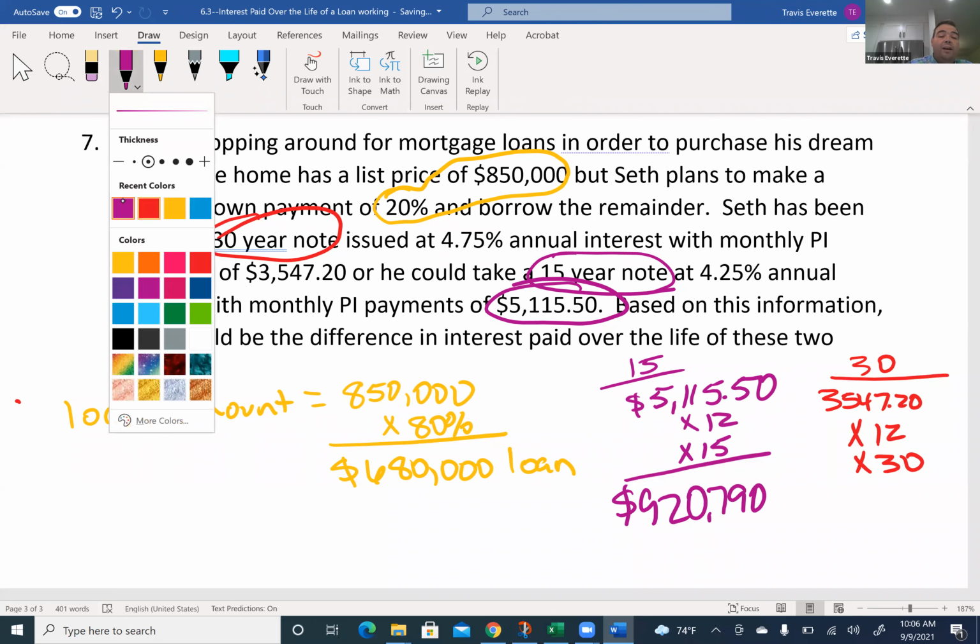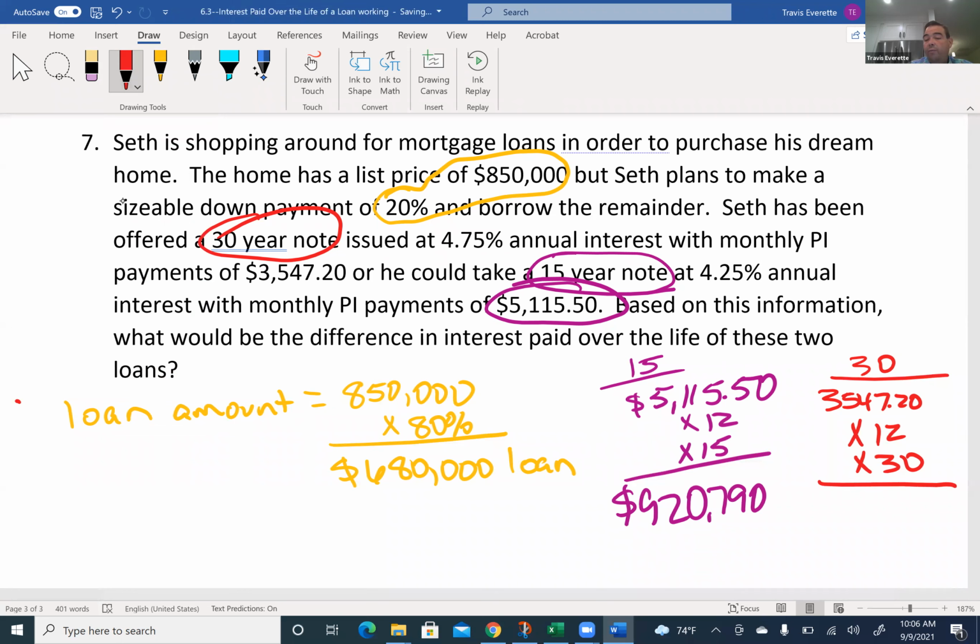Now let's look at our 30-year note. If we take a look at our 30-year note, we got $3,547.20 times 12 months a year times 30 years. $1,276,992 on the 30-year note.